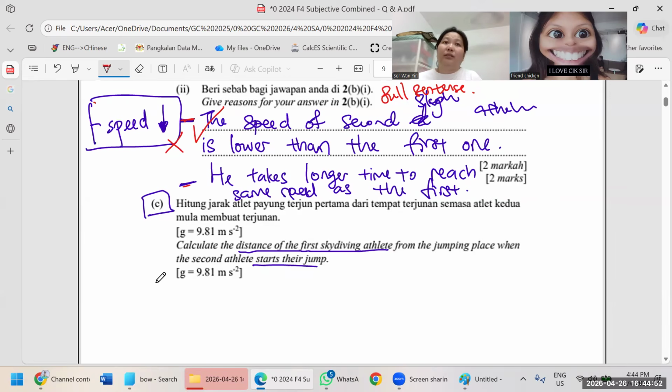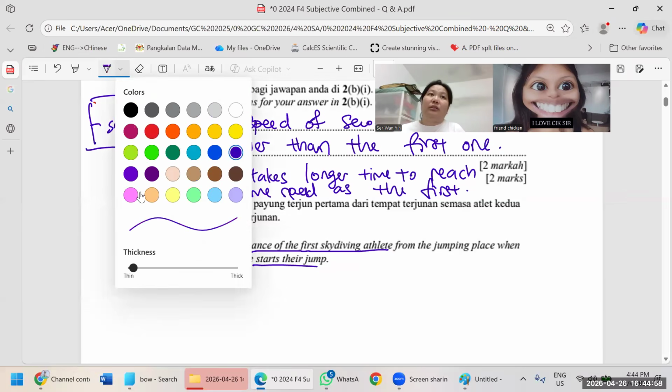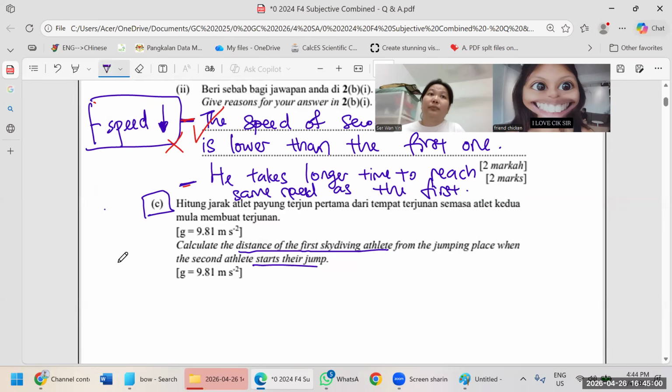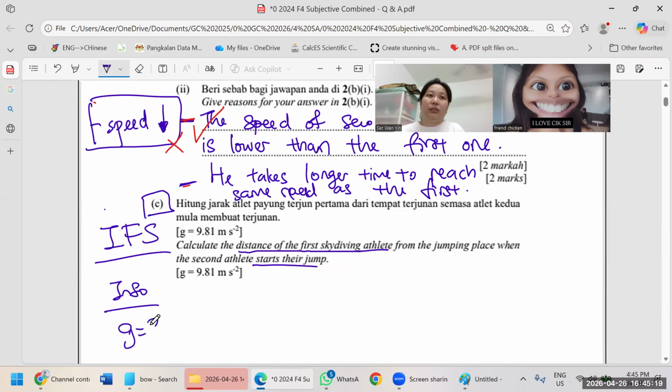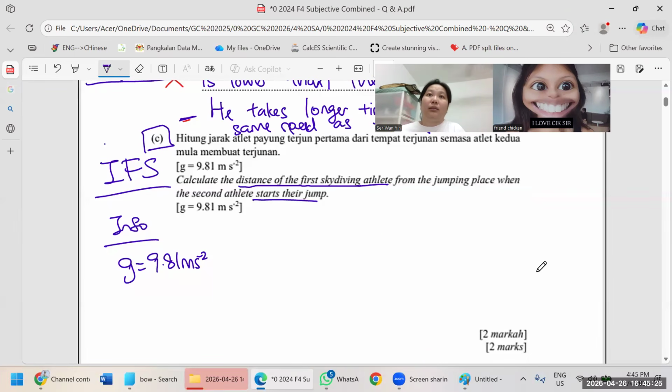Okay, right? Since it's free falling, fast. Calculation. What is our first step in calculation? Right, info. Please remember I have that. Yeah, info first. So info is g is 9.81 meter per second squared. Then no more.